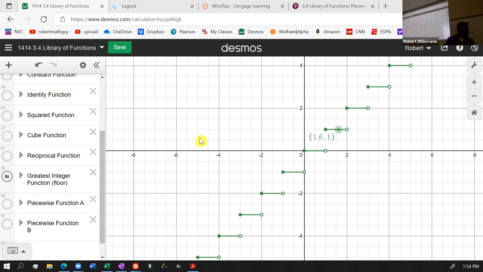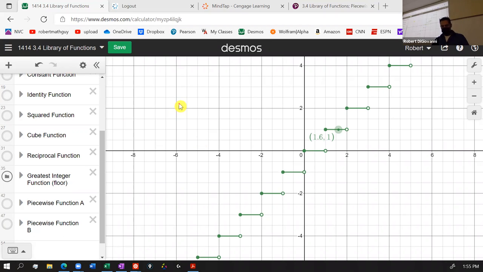Yes? I remember getting a while ago, there's an open circle underneath the building. So what's the domain of this? Would it be negative infinity to infinity, everything? It would be everything, because let's just start right here.